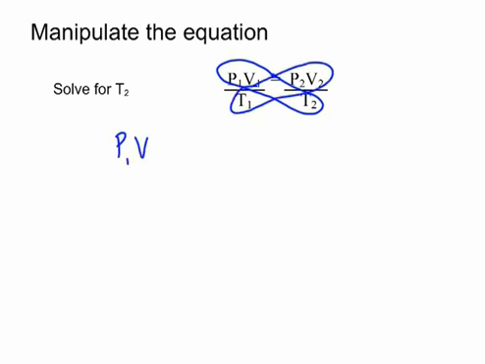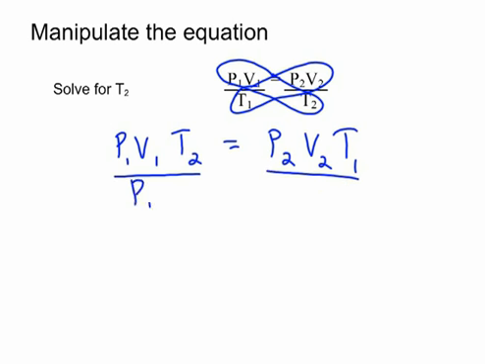What we have is P1 times V1 times T2 is equal to P2 times V2 times T1. Solving for T2, we would have to divide both sides by P1 and V1. And there you have it. T2 is equal to P2 times V2 times T1 divided by P1 times V1.